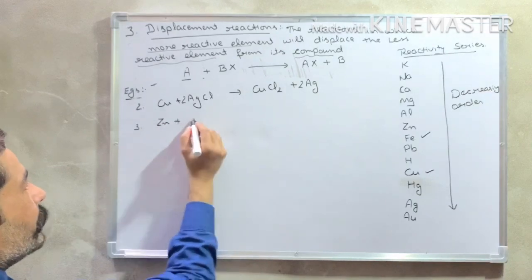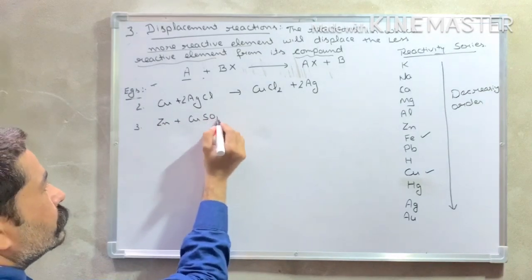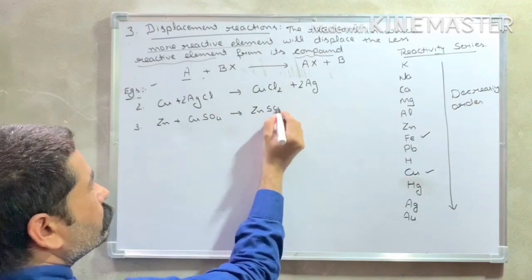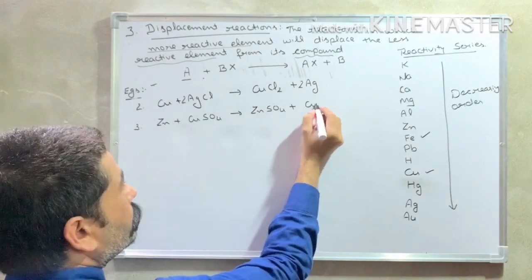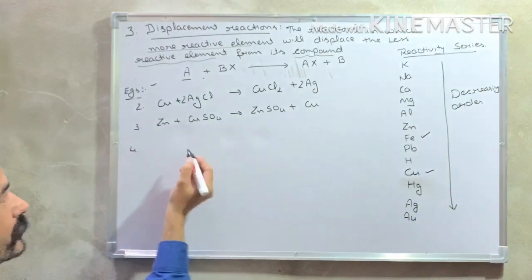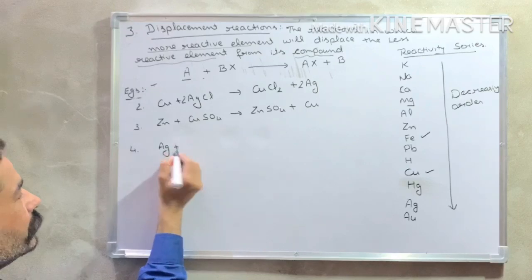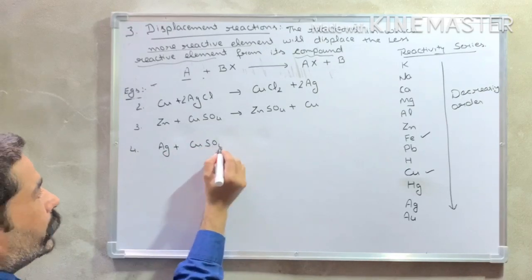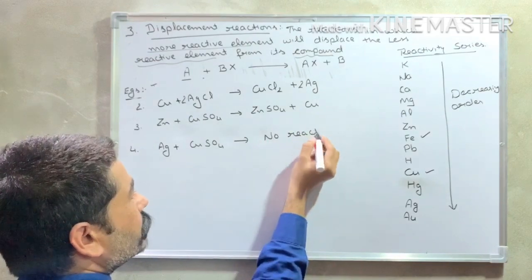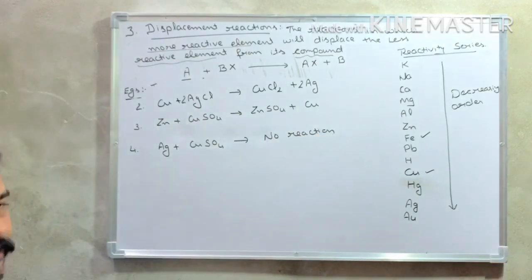Zinc plus copper sulfate solution, so it will form, again in aqueous form, zinc sulfate plus copper, because zinc is more active than copper. Now if sometime they ask you like this, silver plus copper sulfate, you have to tell that no reaction will take place, because silver is less reactive than copper.